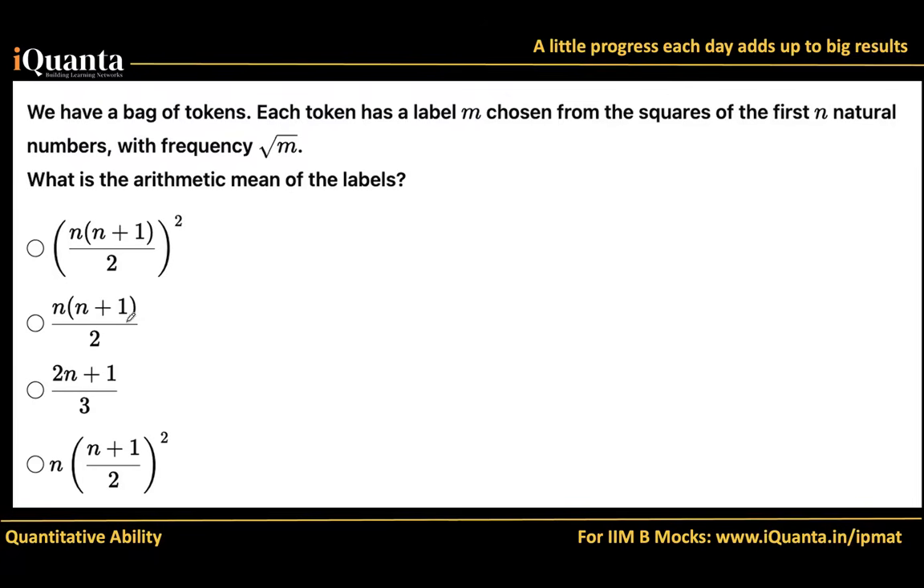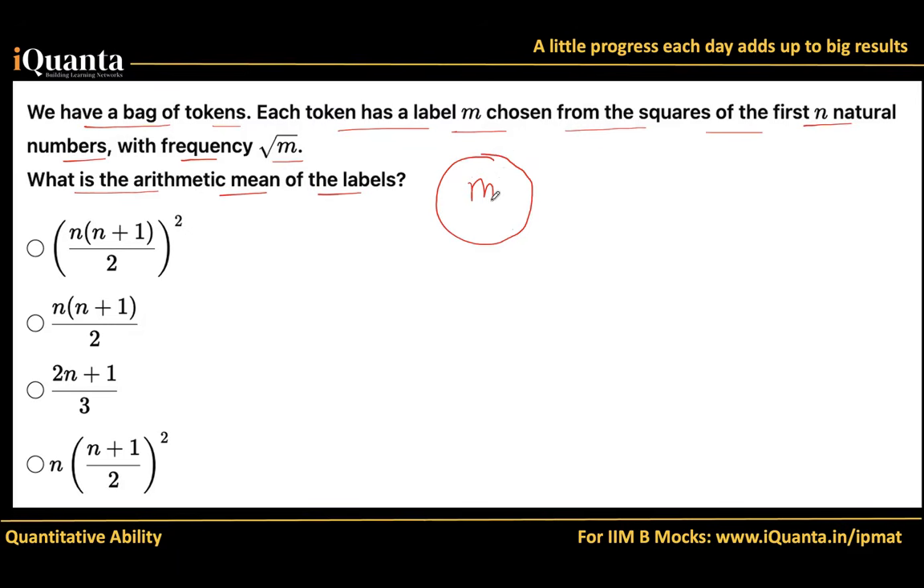Now let's try to solve this question. We have a bag of tokens. Each token has label m chosen from the square of first n natural numbers with frequency root m. What is the arithmetic mean of the label? So not a difficult question. We have a bag of tokens. Okay, so there are many tokens. Each token has a label m. So there's a label. Say this is the label of the token.